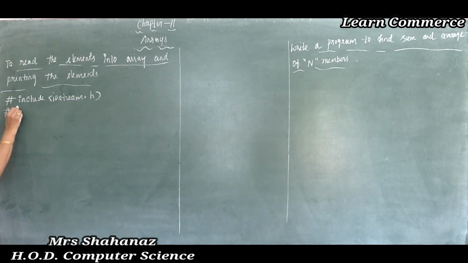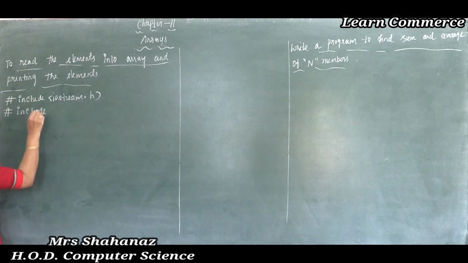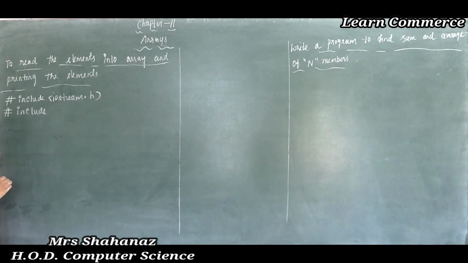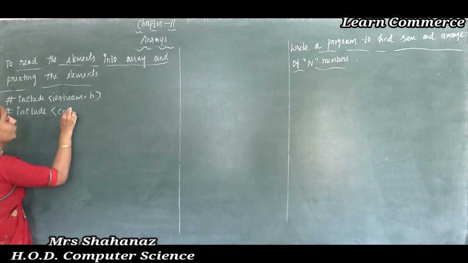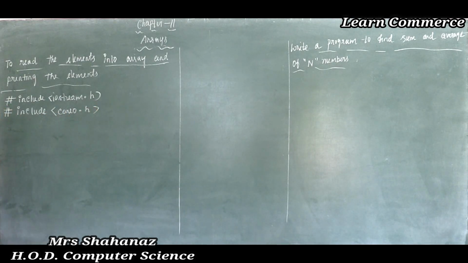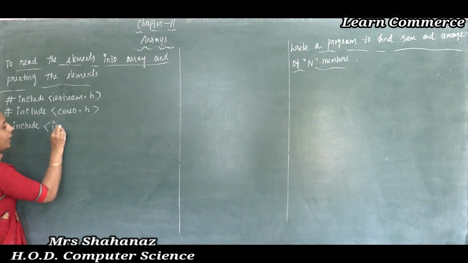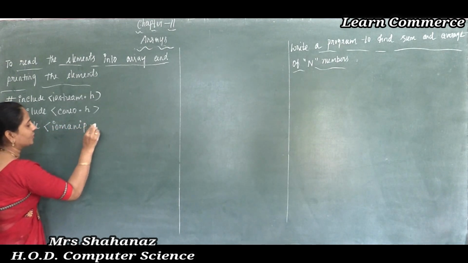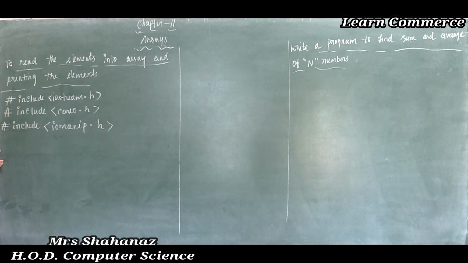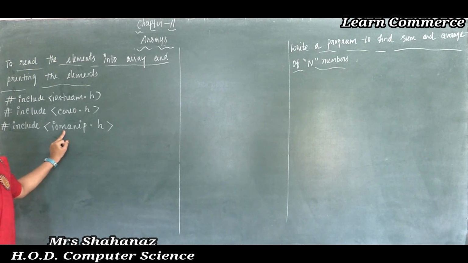Now the second header file: I want to use clrscr and getch, so we need #include <conio.h>, using the left angle bracket and right angle bracket. The third header file: I want to display the values one by one, so the header file is iomanip.h, which is for input output manipulation.